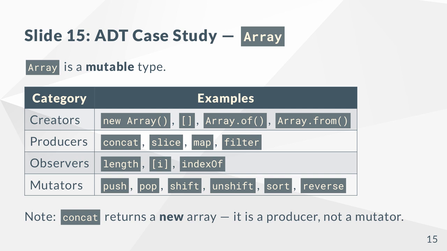Pay special attention to concat. It is easy to mistake it for a mutator because it feels like it is adding to an array. But concat returns a brand new array. The original arrays are untouched. It is a producer, not a mutator. This is a common source of bugs when developers expect concat to modify the array and it does not.